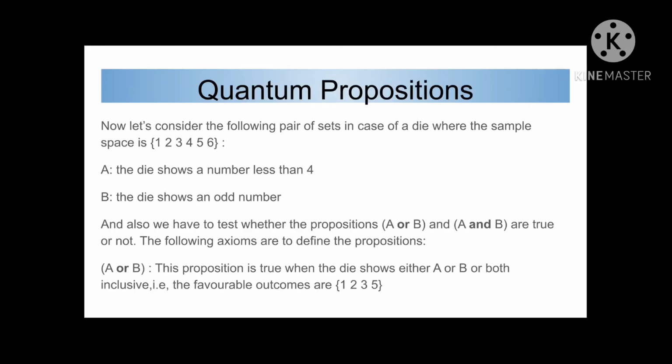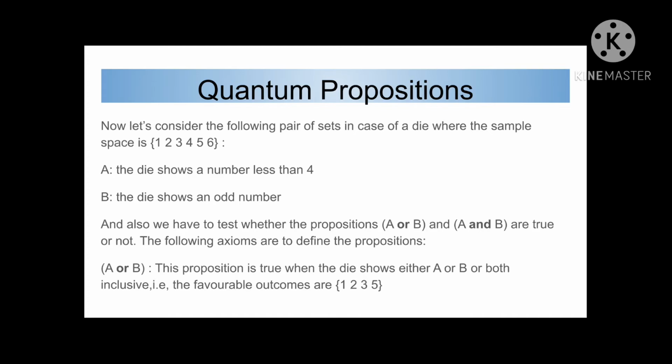Now let's consider the following pair of sets in the case of a die where the sample space is 1, 2, 3, 4, 5 or 6, any one of them. I think the viewers will know about sample space. It's the sum of all the possible outcomes of an event. And let us see what the sets are.